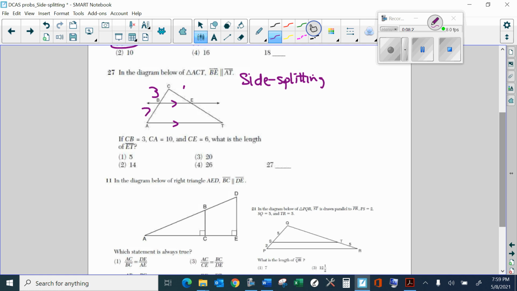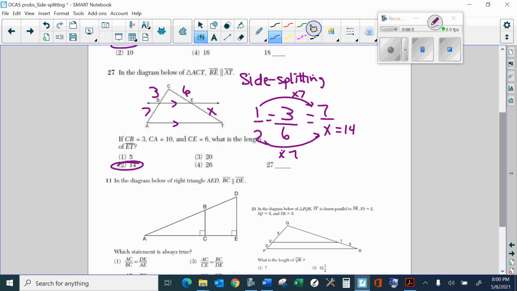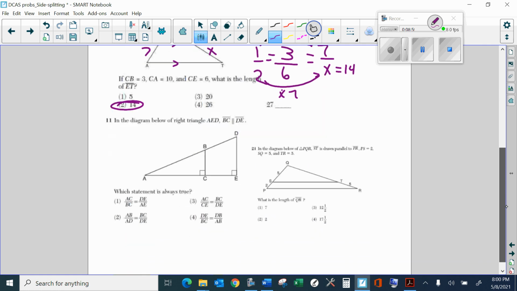CE is 6. What's the length of ET? So again, I can set up multiple proportions. The easiest one is to go straight across. 3 over 6 equals 7 over x. I can reduce this down to 1/2. 1 times 7 is 7, so 2 times 7 is 14. I could have just cross multiplied as well and got the 14. You can always cross multiply, back from 6th, 7th grade.